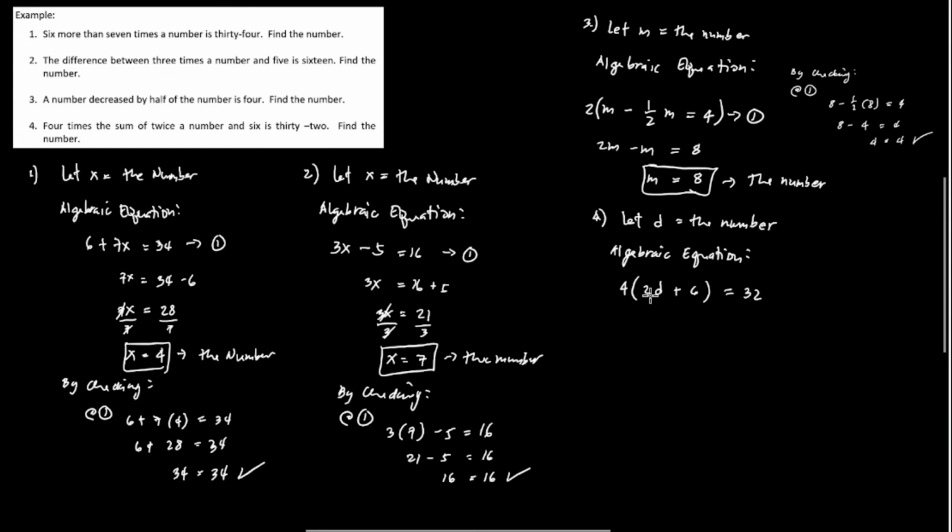And simplify. So 4 times 2D, or 8D, 4 times positive 6, or plus 24, and it is equal to 32. Transpose positive 24 to the right side, which is negative 24. 8D is equal to 32 minus 24, which is 8, and divide everything by 8, which cancels out. D is equal to 8 over 8, which is equal to 1. So therefore, the number is equal to 1.